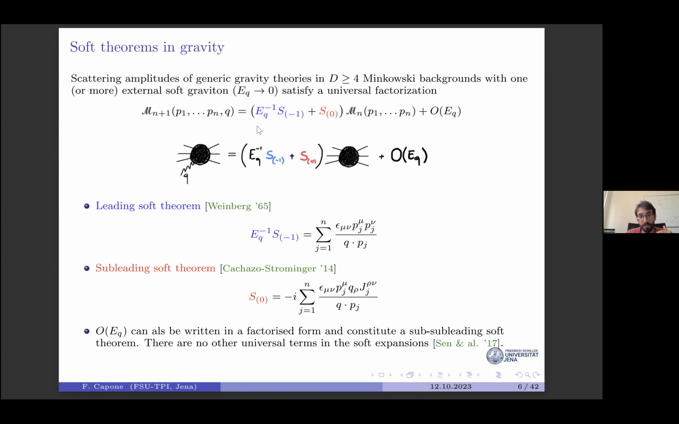and the amplitude basically factorizes. The result is that the first few terms of this Taylor expansion are universal. In particular, here I show in the picture just two terms: the so-called leading soft theorem, which was discovered by Weinberg already in 1965, and the subleading soft theorem, which was discovered by Cachazo and Strominger 10 years ago.